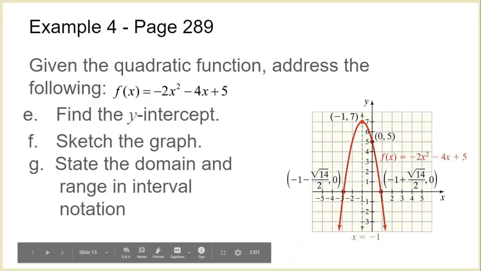And then we want to be able to answer those questions. We want to be able to find the y-intercept. We want to be able to sketch the graph. So this is the image of the graph, shows those two solutions that we found by hand, also shows the vertex that we found by hand, and then it shows the y-intercept.